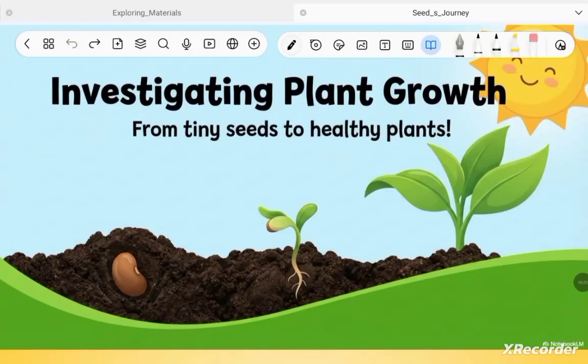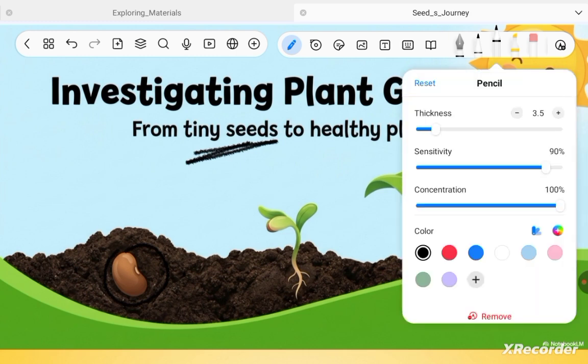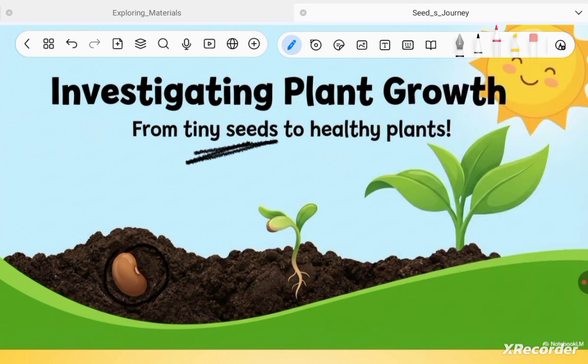Ever wondered where plants come from? Plants come from tiny seeds. I'm sure you have seen seeds before, tiny seeds. For example, this is a seed of beans. The seed of beans that is here, that's a seed of beans. This particular part is a seed of beans.